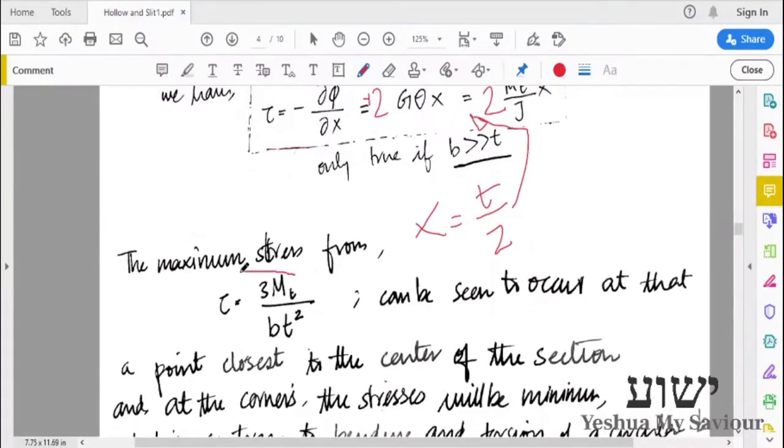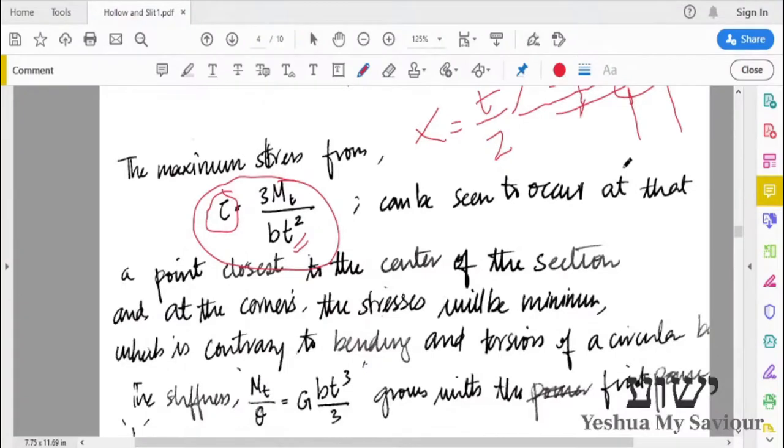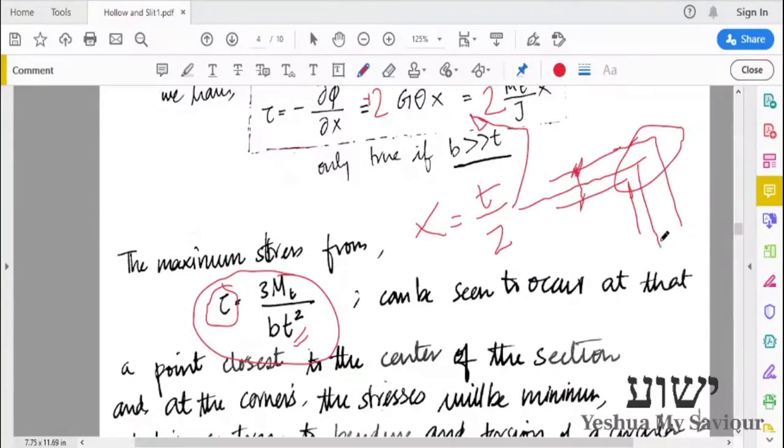You can see from this that as t increases, the stress decreases. So the maximum stress will occur when t is very close to the center. If I have a beam, the maximum stress will occur here. If we ignore the stress concentration part, away from the center, where the thickness is larger, the stresses will be lower.